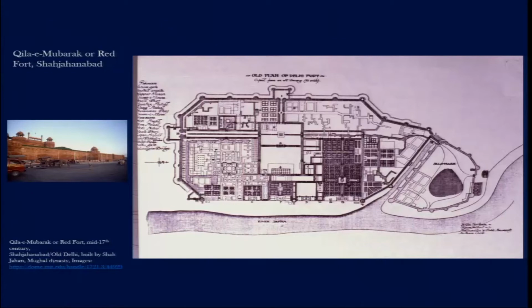And of course there is the fort which was built by Sher Shah Suri. That is also something neighboring the Red Fort area. So Shah Jahan tried to bring that under the fold of this new Red Fort complex, or the Qila-e-Mubarak.